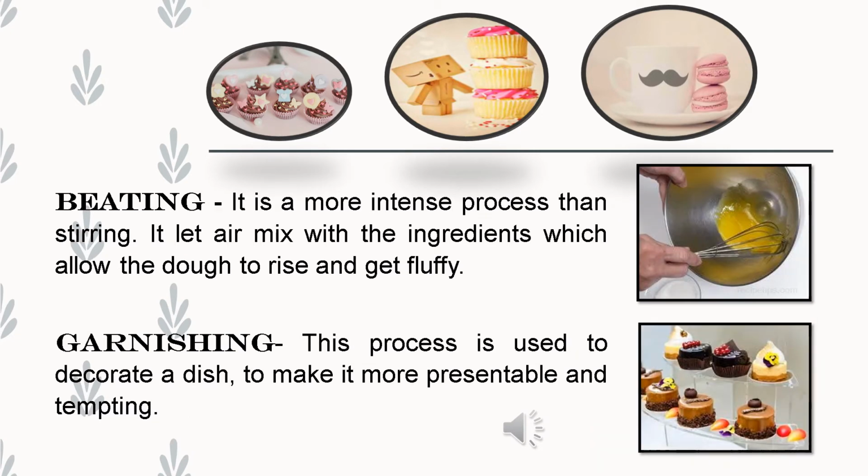The next method is beating. This is different from stirring because it is a more intense process and it lets the air mix with the ingredients, which allows the dough to rise and get fluffy. Then garnishing. This process is used to decorate a dish to make it more presentable and tempting.